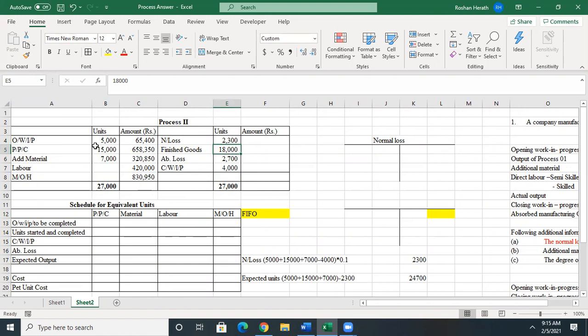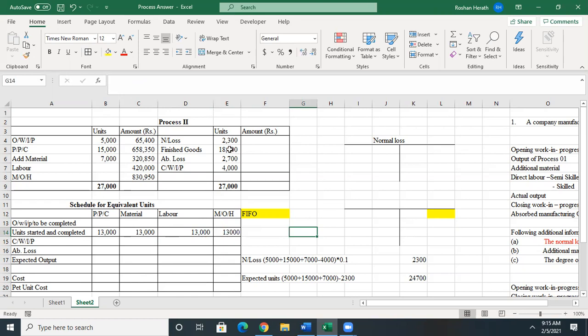So in that you make that particular distinction. So if you take this 18,000 units, there you have opening WIP 5,000 units. So therefore, what is the unit that you had started and completed? That is simply 13,000.